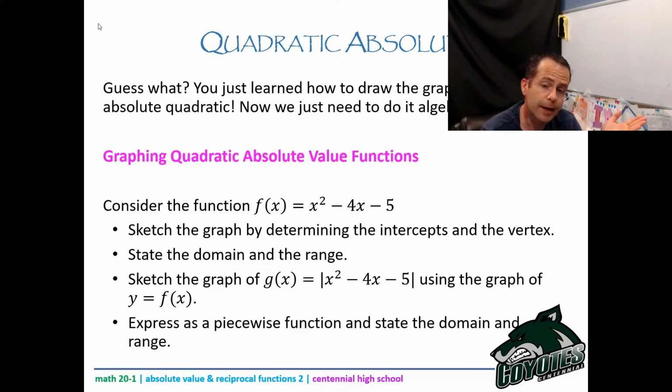Consider the function f of x equals x squared minus 4x minus 5. What we're going to do is sketch the graph by determining the intercepts and the vertex. We're going to state the domain and range.